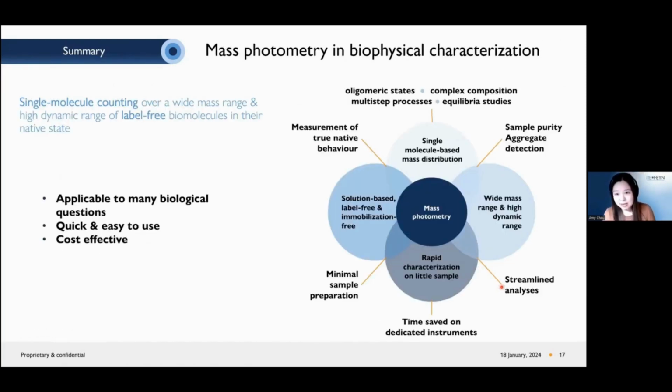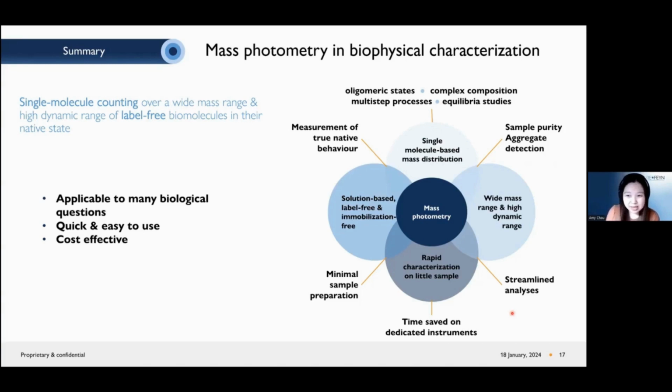And so from our two case studies looking at aggregation and fragmentation of the antibodies and the more general applications for mass photometry within the antibody space, this technique is applicable to many biological questions. It is label-free, which allows you to measure the true native behavior of your sample. You can characterize sample purity and aggregation states, looking at oligomeric states, complex composition, stoichiometry, etc. And you can even use mass photometry as an initial screening tool to streamline your analyses and experiments, identifying the suitable candidates for those much more time-consuming and more expensive experiments.